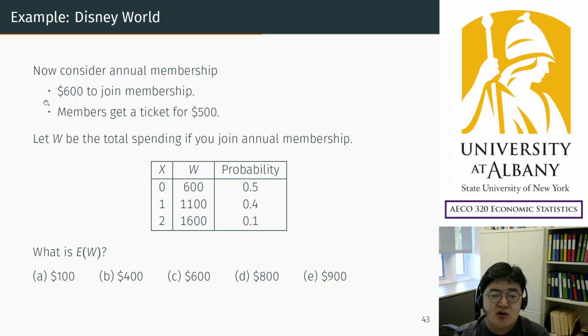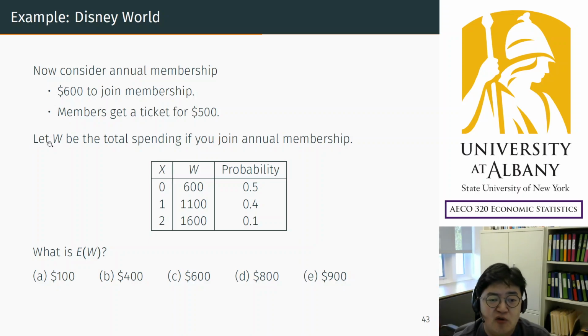What I'm saying here is, the first thing is similar. You need to decide whether to buy the membership right now. It is a limited time decision. You need to make the decision today. And once you buy the membership, it is valid for a year, and no matter how many times you go to Disney World, you get the discounted price. That is the assumption, the scenario in this case.